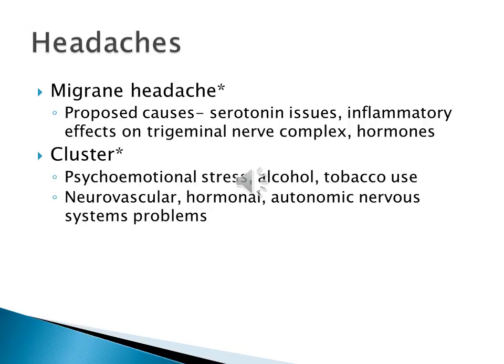And next we'll look at different types of headaches. Headaches are typically some sort of neurovascular problem. We look at migraine headaches and cluster headaches, two headaches that can cause a great deal of pain. With your migraine headaches, you have some of your proposed causes listed. They could either be serotonin issues, inflammatory effects on the trigeminal nerve, or various other hormones can produce that as well. With cluster headaches, you look at psycho-emotional stress, alcohol, tobacco, and again, other nervous system issues as well.